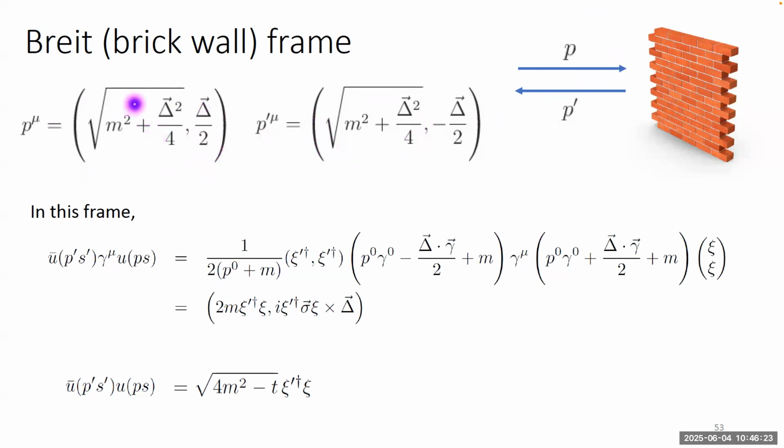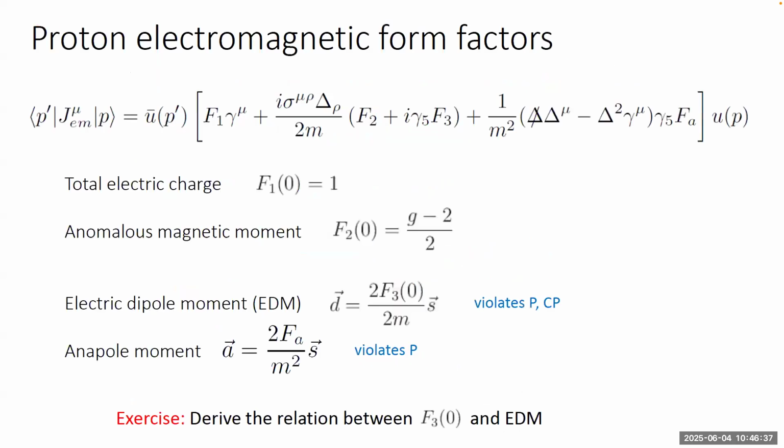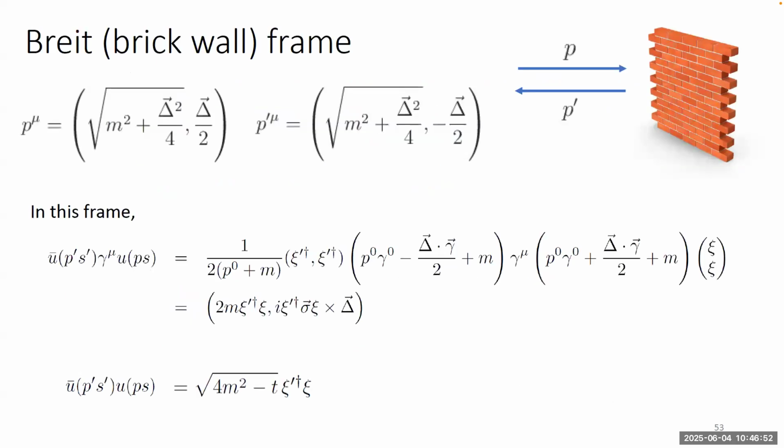Okay, so this is the energy, and this is the three-momentum. Incoming proton, outgoing proton, you have a minus sign. Yeah, that's this. So you can always choose to work in this frame. And in this frame, you can work out the spinor product. So if you have this gamma matrix here, this sigma mu rho here, and you have spinors, but you know the explicit form of a spinor, right? So you can do that.